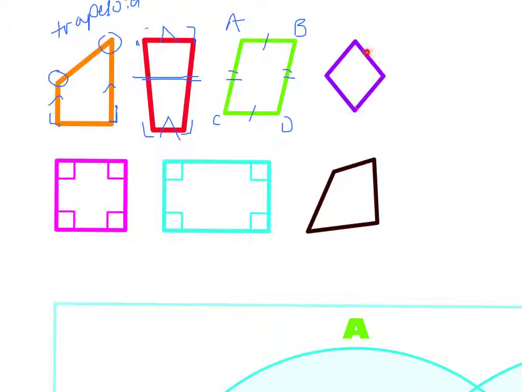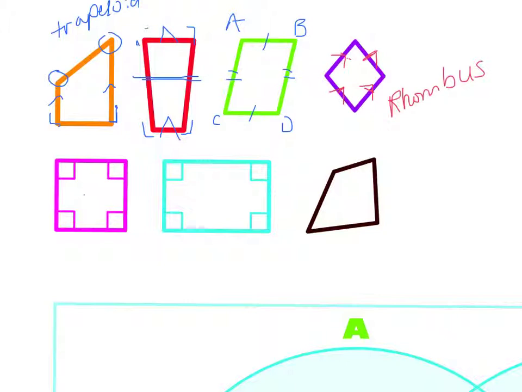Next shape, our purple looking shape, looks to me like all sides are equal in length. All sides are parallel, or opposite sides are parallel. Parallel line to this parallel line, this is parallel to this. Looks like they're all equal length, which would make this then a rhombus.